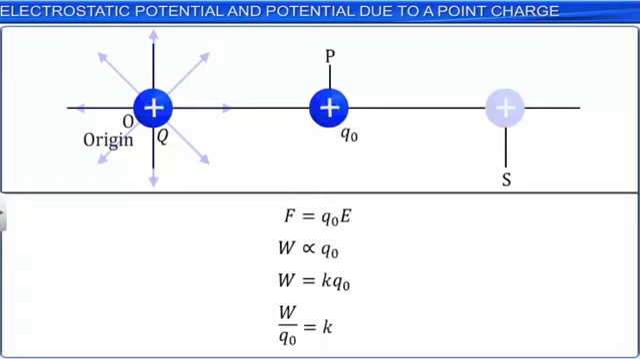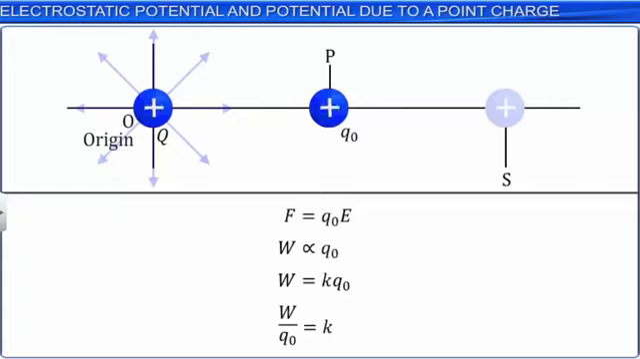Therefore, the resultant quantity obtained is independent of q0. The work done per unit test charge is a characteristic of the electric field at that point due to the charge configuration, and is known as electric potential at that point in the electric field due to the charge configuration. The electric potential is denoted by V.